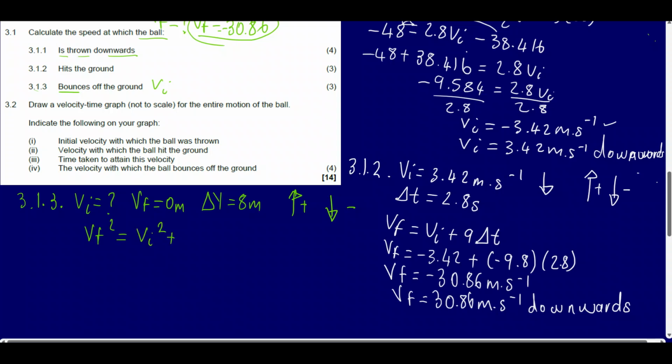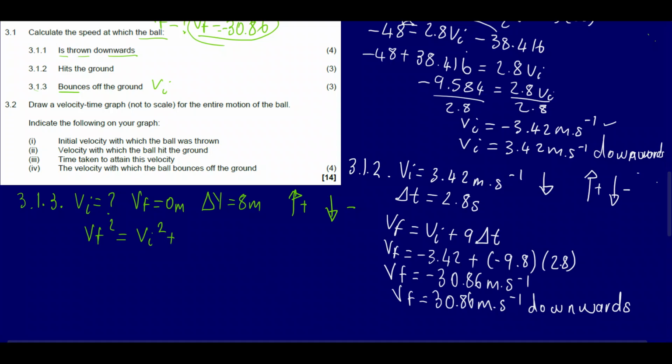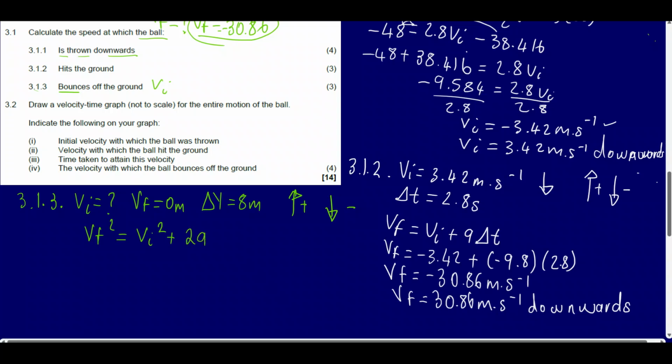So I think you can make use of this formula. If you take a look at the formula sheet, you will see Vf squared is equal to Vi squared plus 2a delta y. So what is your Vf? It's 0 squared. What is your Vi? It's the unknown. What is your acceleration? It's negative 9.8 because of the direction. What is the delta y? It's positive this time around, because the motion of the object is going up.